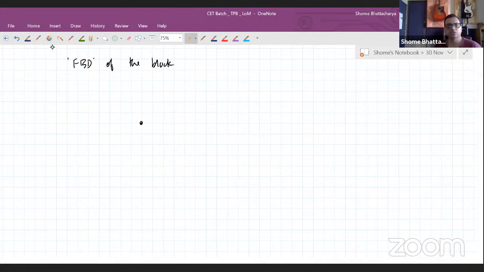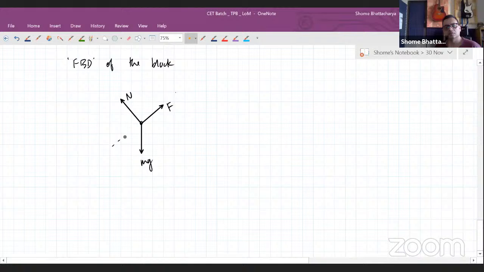The forces we have to take into account while making the free body diagram are the normal contact force, which acts like this, the weight of the object, which acts vertically downwards, and the external force which we are applying along the inclined plane. F, normal reaction, and mg. So this is the direction of the inclined plane, this is the direction perpendicular to the inclined plane.